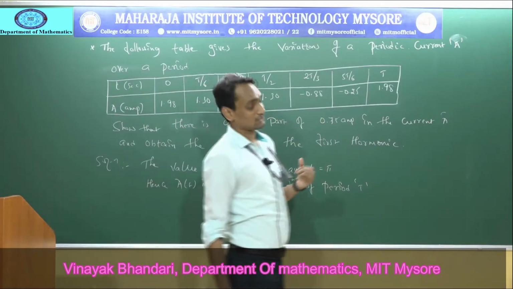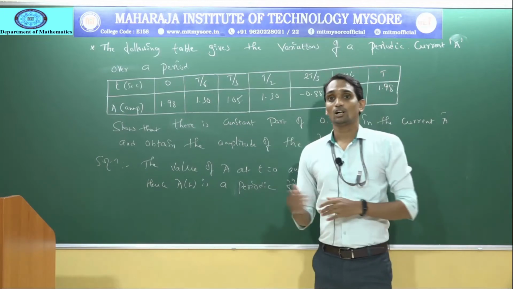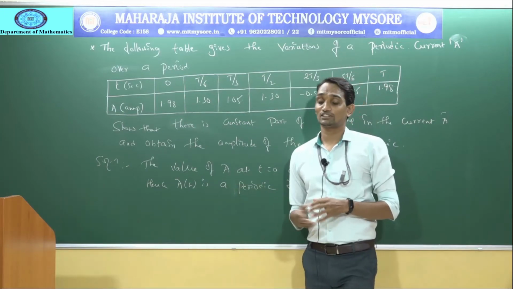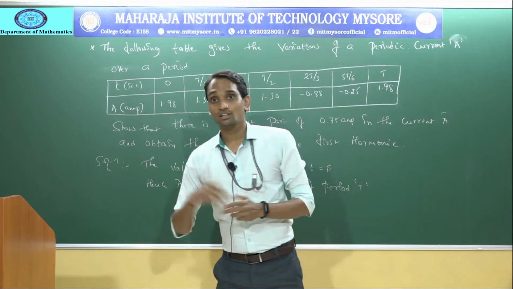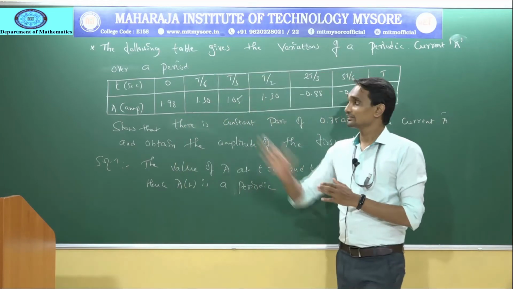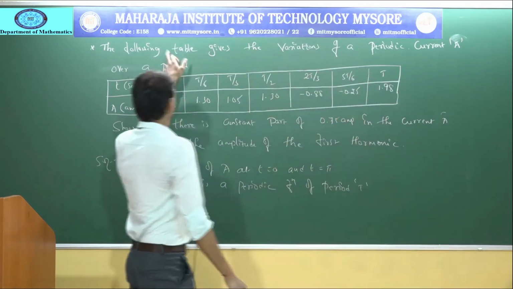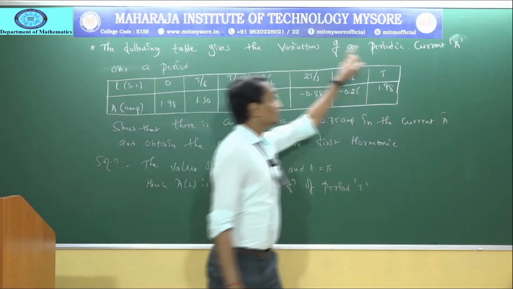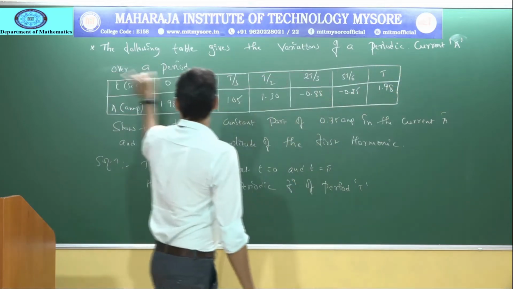Obtain the practical harmonic analysis. Up to this one we studied how to obtain the practical harmonic analysis, either in terms of a periodic function or an arbitrary function. The same continuation, the next one. The following table gives the variations of periodic current A over a period.